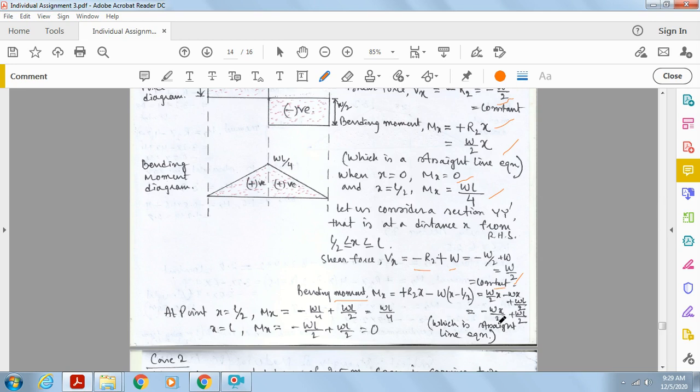So it is coming like minus Wx by 2 plus Wl by 2, which is also a straight line. Put x equal to L by 2, so Mx is coming Wl by 4; just put that Wl by 4 in the bending moment diagram. And x equal to L, so Mx is coming 0, so put this point at x equal to L, it is coming 0.